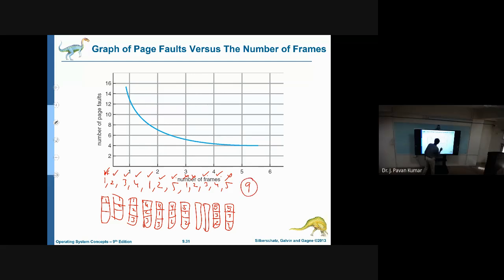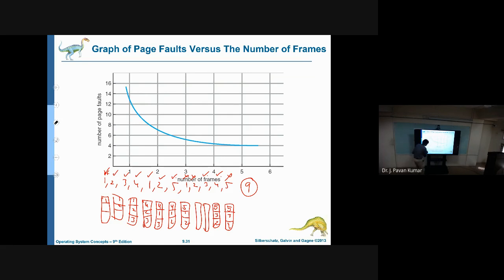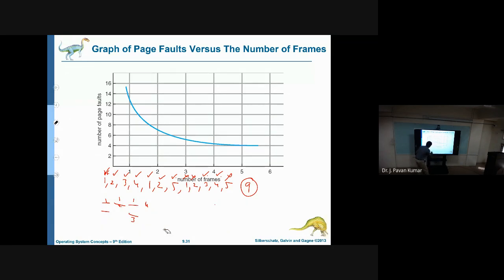Now let us consider the same page string. The page string will be the same, but we will be analyzing in another way: if you increase the number of frames. How many frames are we having in this example? 3 frames. Instead of 3 frames, let us increase the number of frames to 4. You remember that whenever we use 3 frames, we are getting 9 page faults.